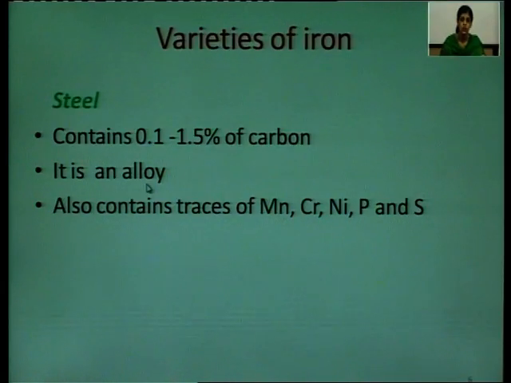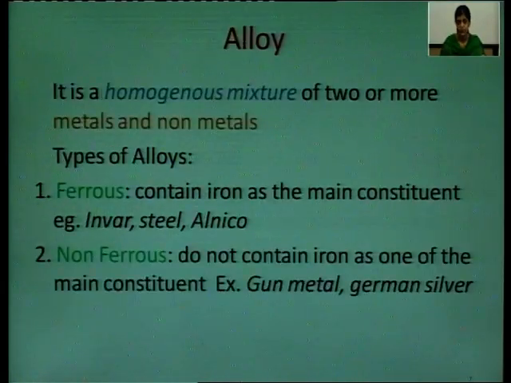Now, I have used the word alloy. So, let me tell you what is an alloy first. Alloy is a homogeneous mixture of two or more metals and non-metals. It is a homogeneous mixture of two or more metals and non-metals. And we have two types of alloys. First is the ferrous alloy and the second one is the non-ferrous alloys.